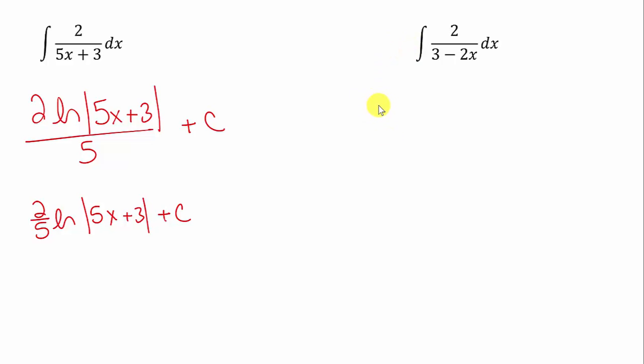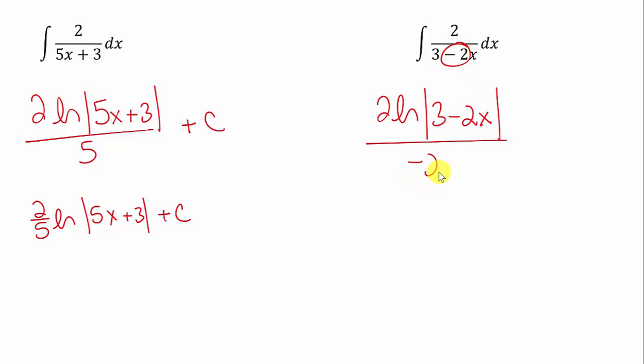Okay, on this one again, we have a 2 on top, so we're going to do 2 times the natural log of the absolute value of 3 minus 2x. Be careful because you are now dividing by a negative 2. That is the number in front of x. 2 divided by negative 2 simplifies to negative 1. So I can simplify that down a little bit. And that's my answer.